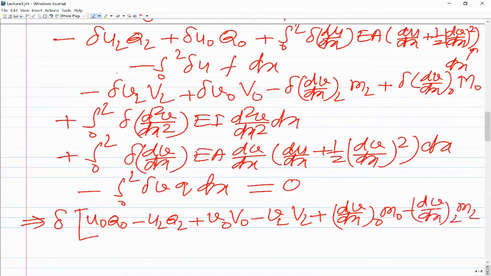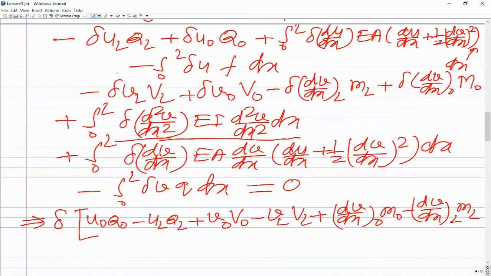And then now you have to do this carefully. You should try to understand that carefully. So if you look at this particular term, this is straightforward. You have delta of d2v by dx square into EI into d2v by dx square. So when we take delta common, we will have half of EI into d2v by dx square whole square. So that is a straightforward thing.